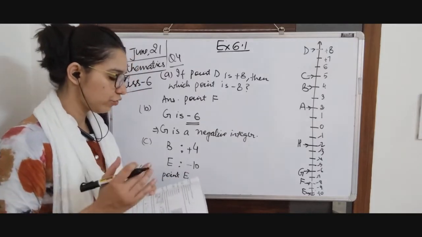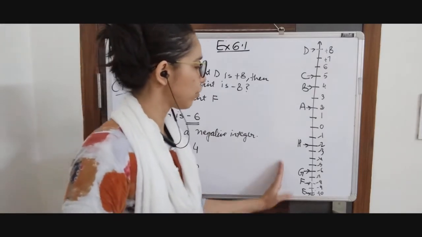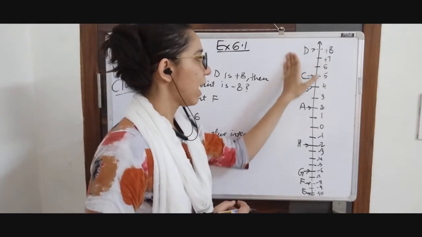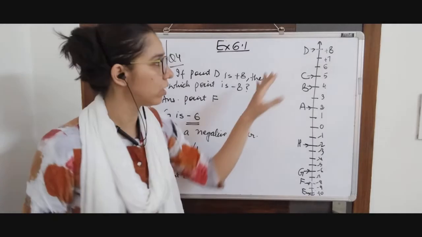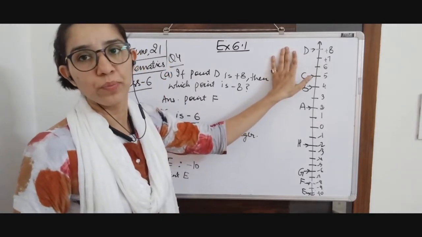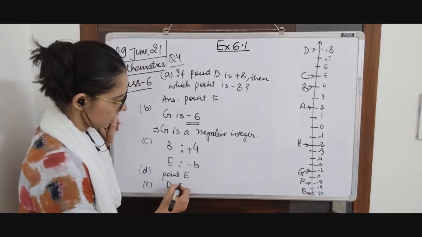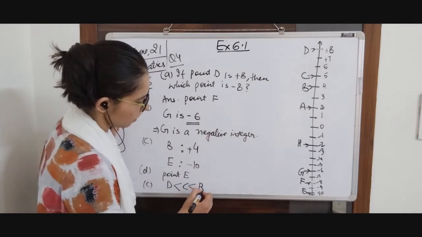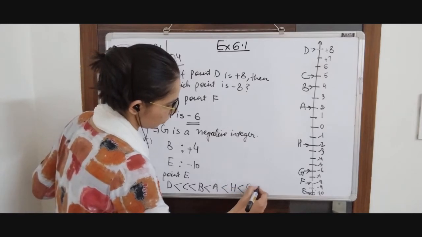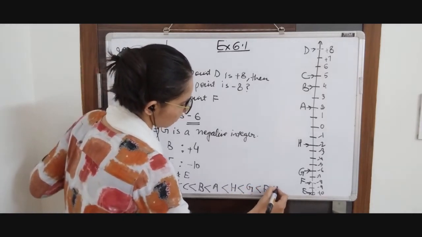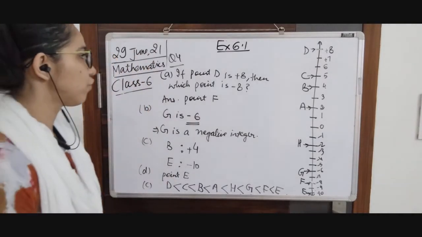Next is E. Arrange all the points in decreasing order of value. As we said, when we are moving upwards, numbers are increasing, and when we are going downwards, numbers are decreasing. We have to write them in decreasing order. So we'll start with the point on the top, that is point D. Then we will have C, then B, then A, then H, after H, G, F and E. This is going to be the arrangement of points in decreasing order of value.